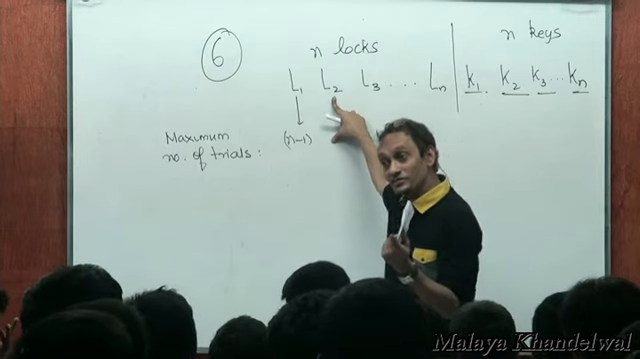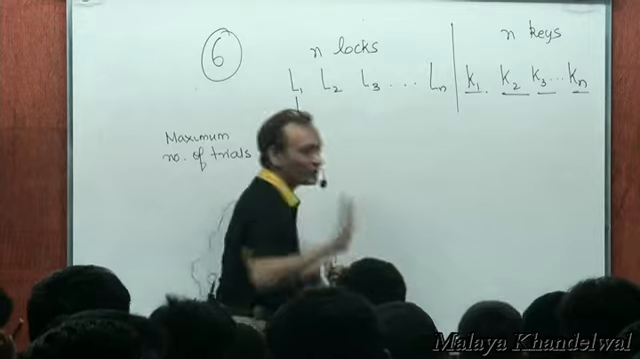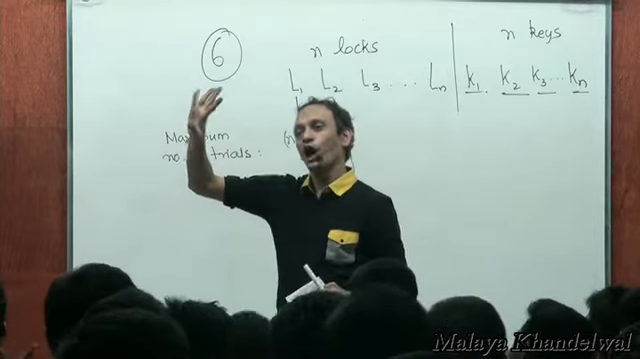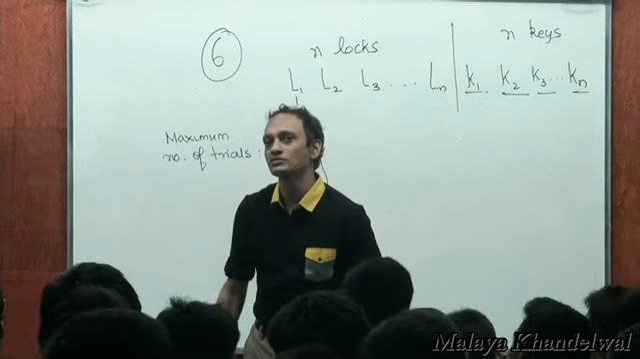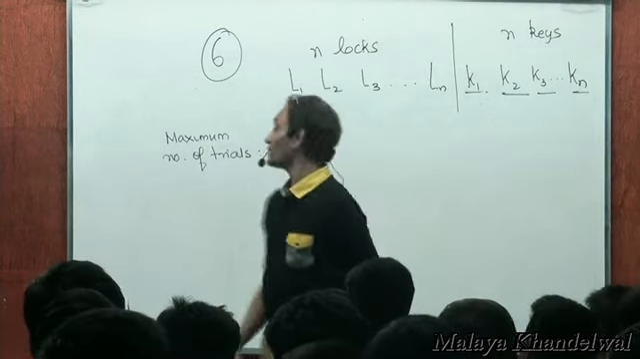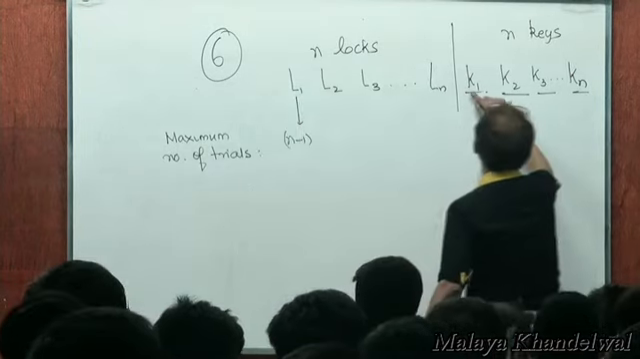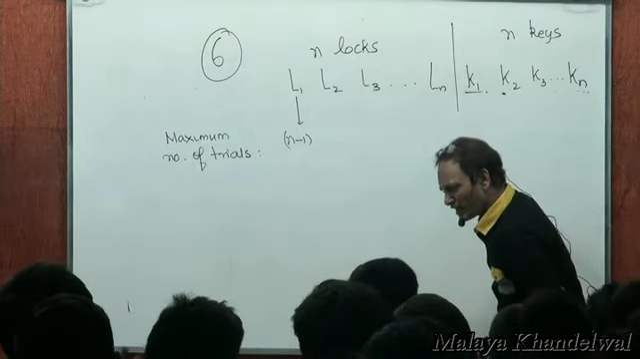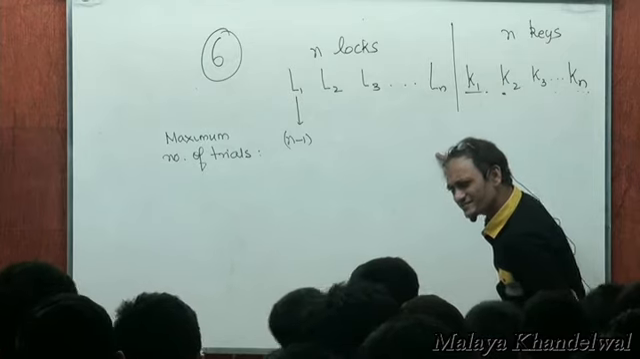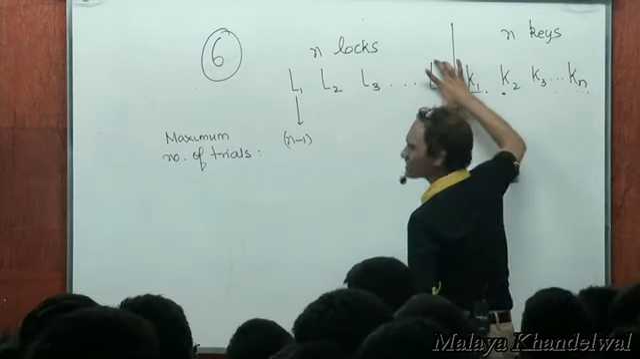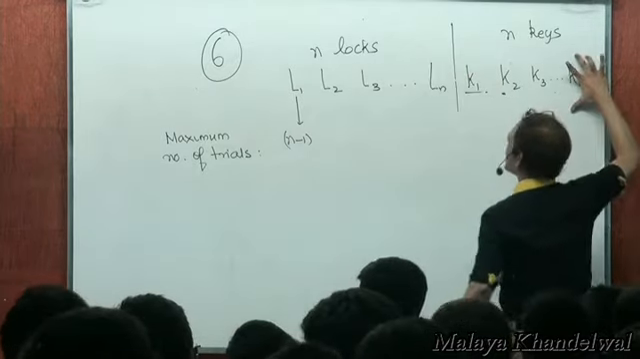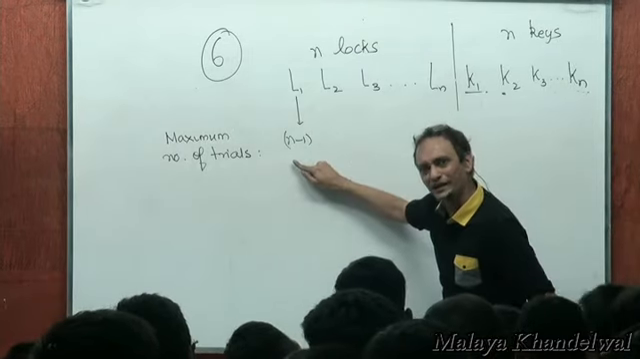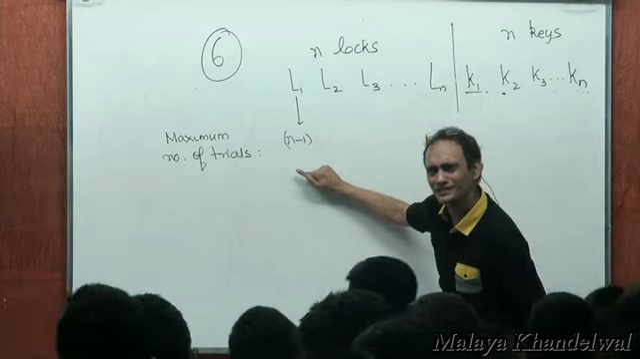See, if there are P locks and P keys, how many trials are required for the first lock? P minus 1. Now there are n minus 1 locks and n minus 1 keys. How many trials will you require? N minus 2, isn't it? Yes, sir. If there were n locks and n keys, then for the first lock, you required one trial less than the number of locks and keys.